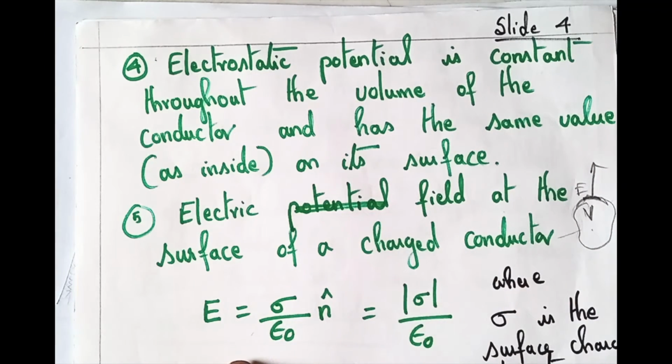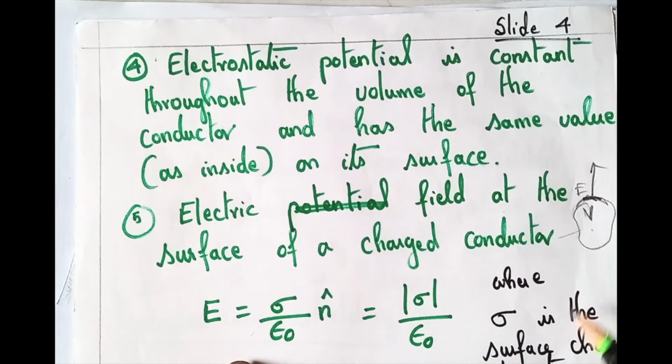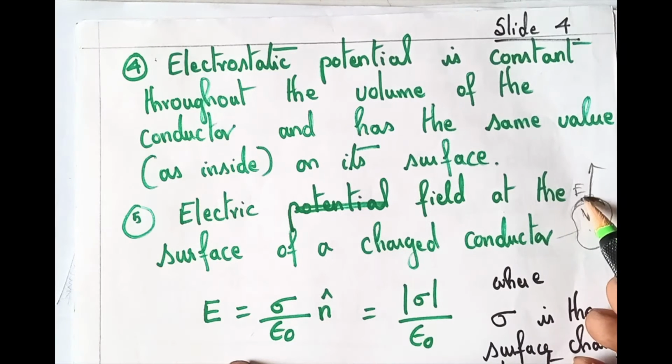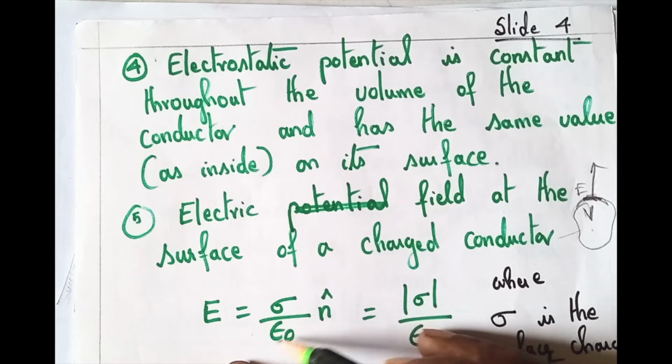So the electric field is given by sigma divided by epsilon naught n cap. N cap is the unit normal vector directed outwards and is perpendicular to the surface, where sigma is the surface charge density. We have already seen three types of charge density: linear charge density, surface charge density, and volume charge density. Here we deal with surface area, therefore surface charge density, that is, the electric field at a particular point is equal to sigma, the surface charge density, divided by epsilon naught.